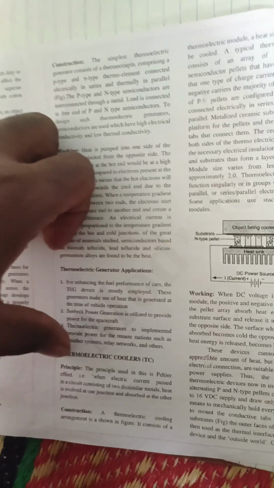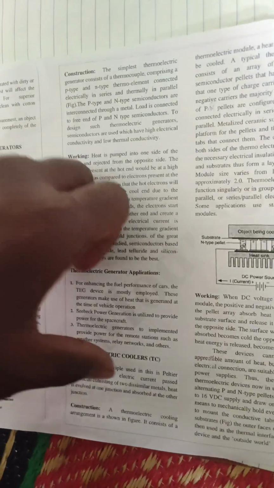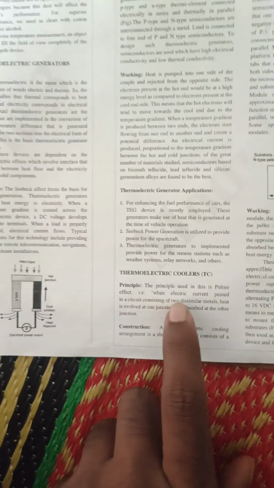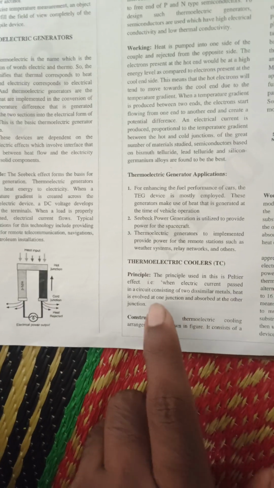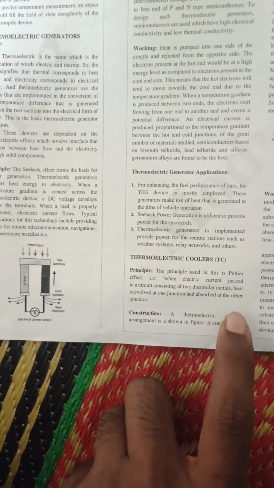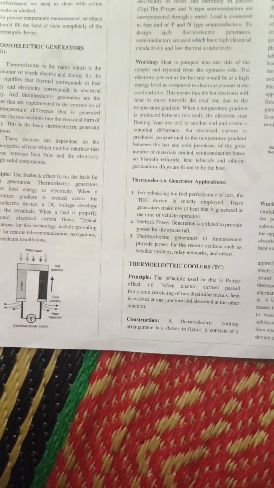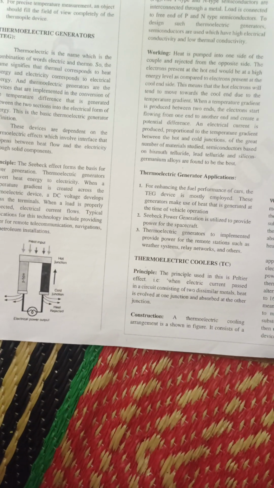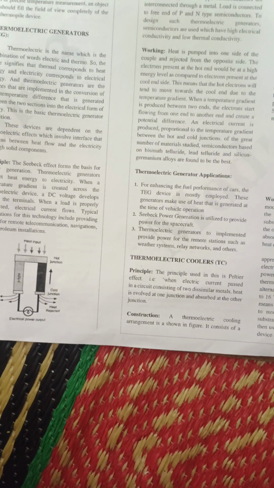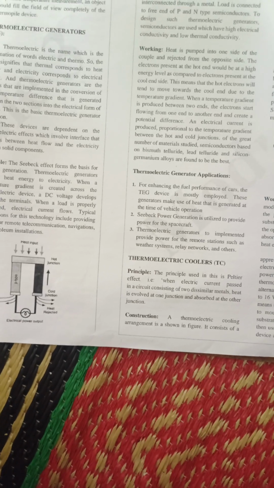The thermoelectric cooler is based on the Peltier effect. When electric current passes through a circuit consisting of two dissimilar metals, heat is evolved at one junction and absorbed at the other junction. Construction: a thermoelectric cooler is arranged as in the figure.